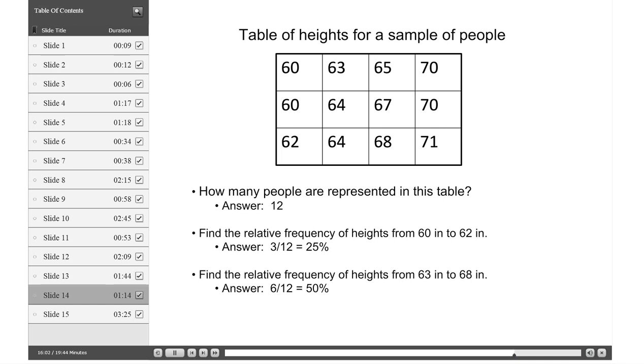So the answer to that second question is 25%. Then it says find the relative frequency of heights from 63 to 68 inches. Well, we've actually got 6 numbers from 63 to 68, and 6 divided by 12 is 0.5, or in other words, that's 50%, and so the answer to that question is 50%.